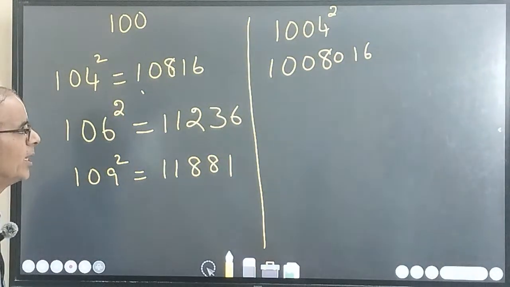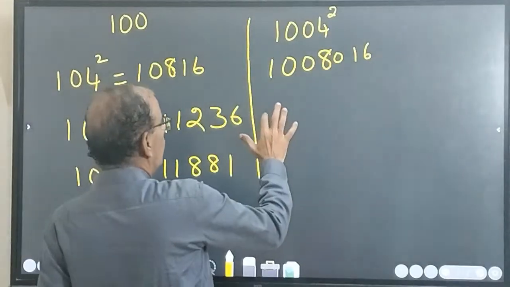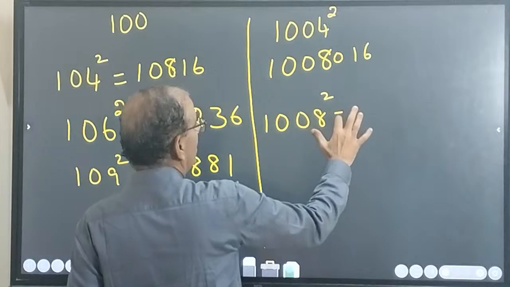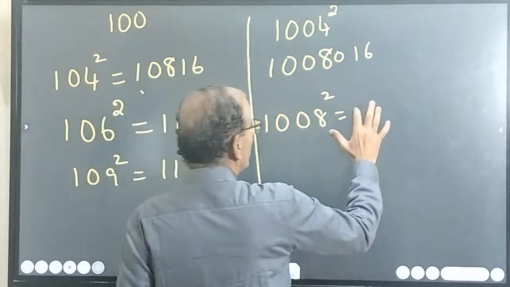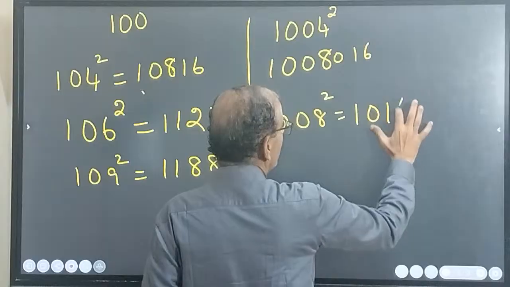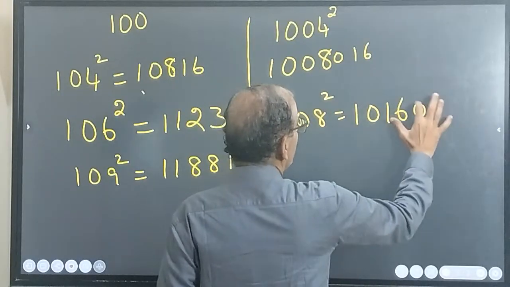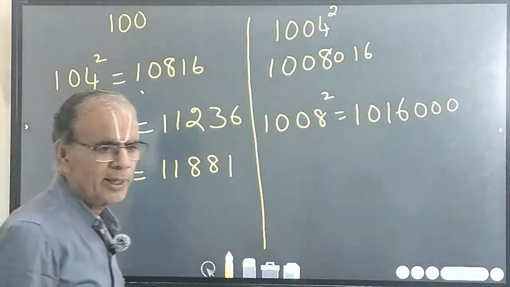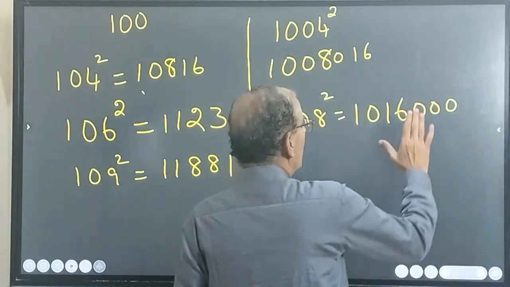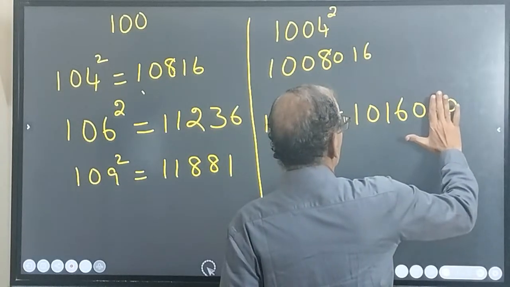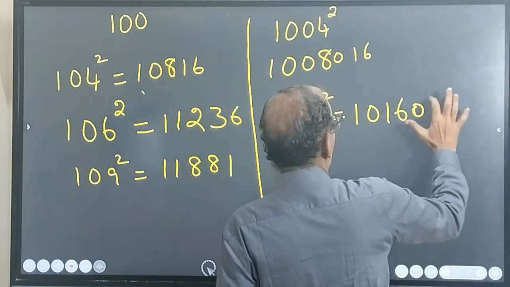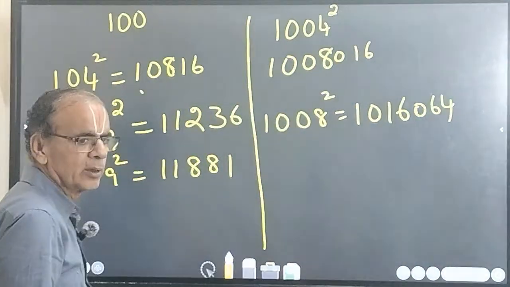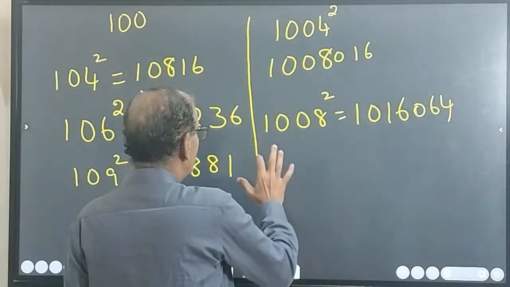So very easily you can find out. 1008 squared you want. 1008 plus 8 is 1016. You add 3 zeros. Okay. What is 8 squared? 8 squared is 64. What you do? Just you take this 64. This is how you can find out. Okay.